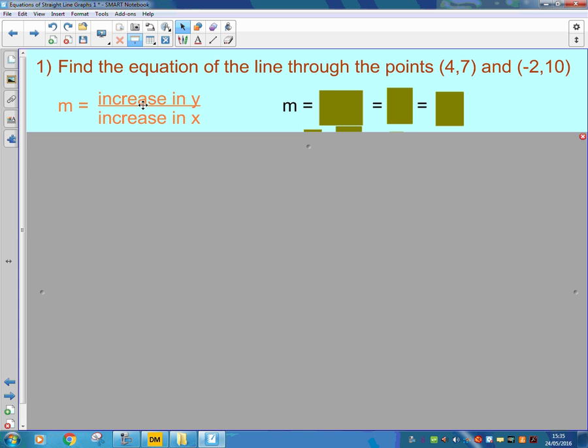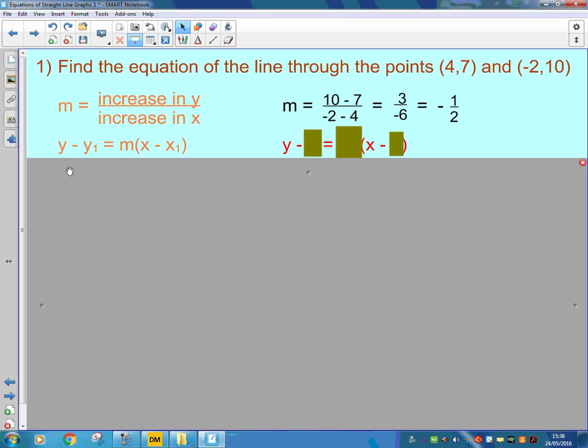The gradient m is the increase in y divided by the increase in x. Now it doesn't matter which way round I do the coordinates, but I'm going to do 10 minus 7 over minus 2 minus 4. I could have done instead 7 minus 10 on the top, 4 minus minus 2 on the bottom. It doesn't matter which way I do it, but I've got to be consistent. If I do 10 minus 7, I must do minus 2, take away the 4. So I've got to keep it the same way round. 10 minus 7, 3. Minus 2, take away another 4 is minus 6. 3 divided by minus 6, well, 3 over 6 cancels to a half, so with a minus sign there, it's minus a half is my gradient.